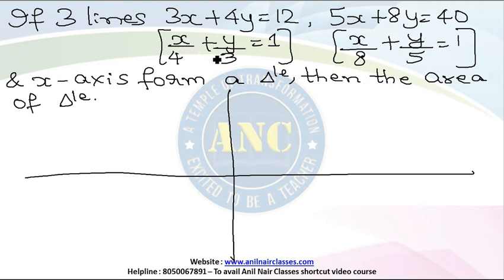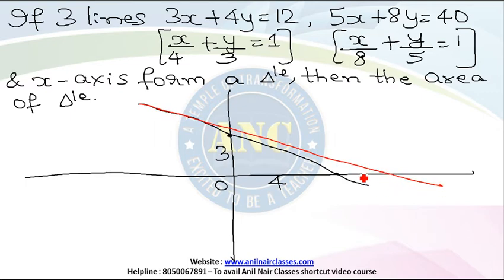First line is x by 4 plus y by 3 is equal to 1. That means x by 4, the x intercept from origin is 4, and the y intercept from origin is 3. This is the first line equation. Second line equation is x by 8 plus y by 5 is equal to 1. Now let me extend this line. I will explain in some time, sir, nothing to worry. This is the second equation.